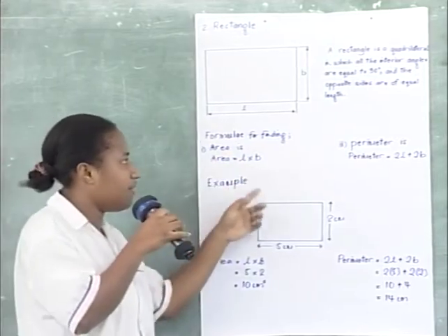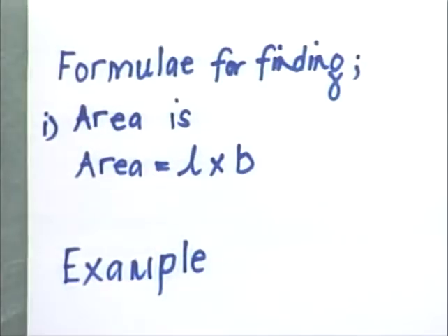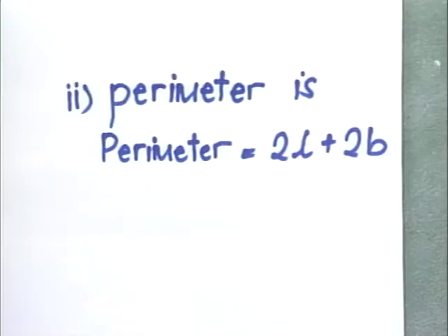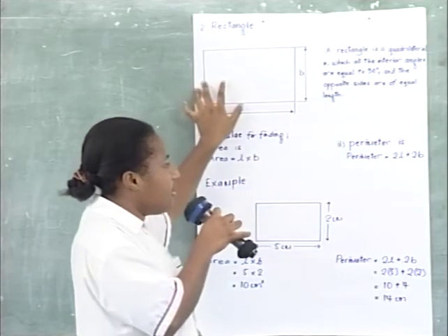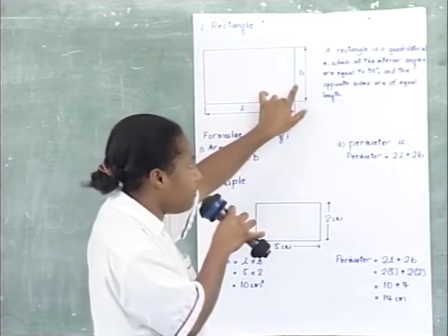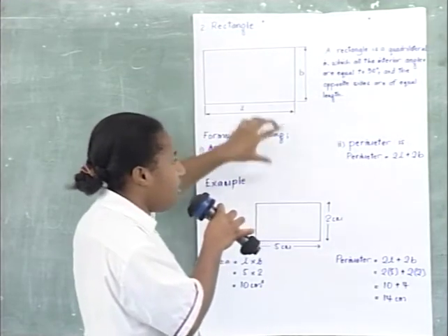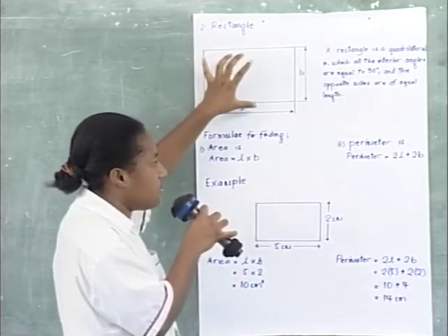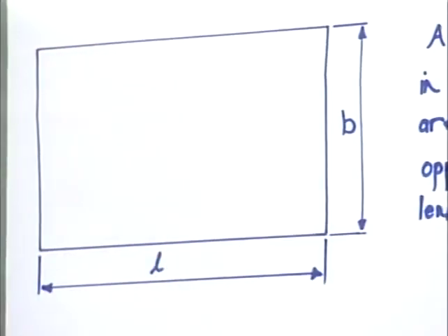The formula for finding the area of a rectangle is L times B, which is length times the breadth. And the formula for finding the perimeter is 2L plus 2B. Because there are two breadths, you multiply one breadth by 2. And because there are two lengths as well, you multiply the length by 2. And then you add them to give the total perimeter.